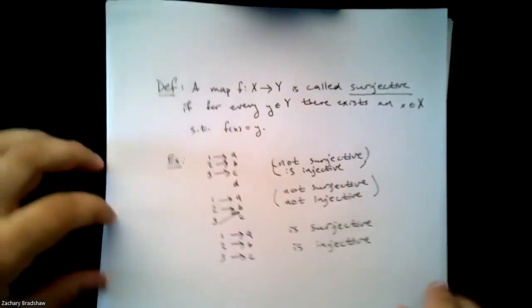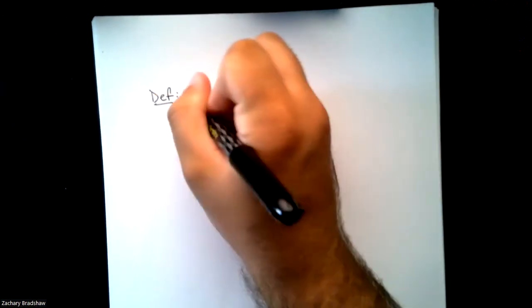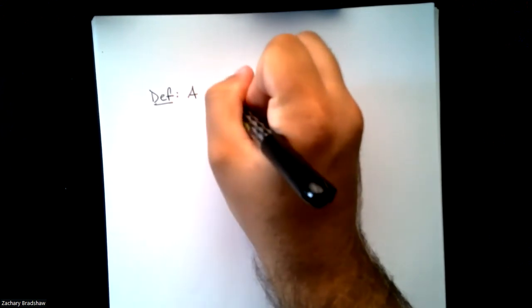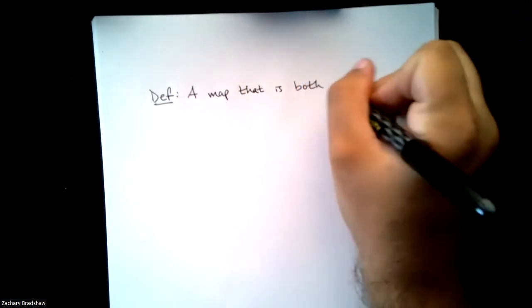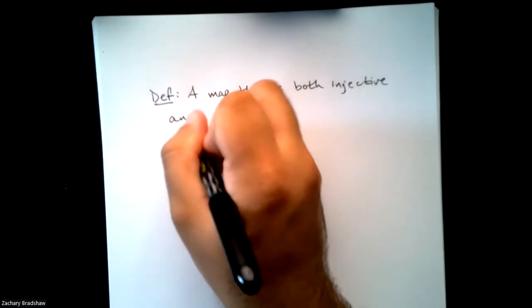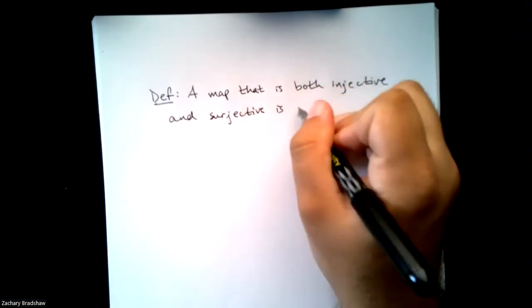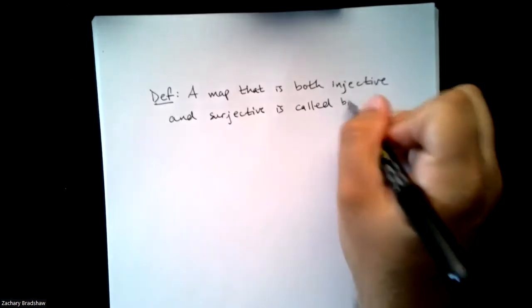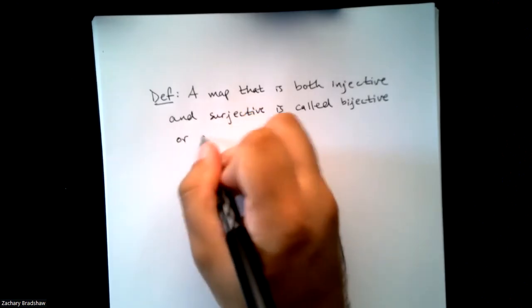So there is a name for a map which is both surjective and injective, called a bijection. A map that is both injective and surjective is called bijective, or if you like, a bijection.